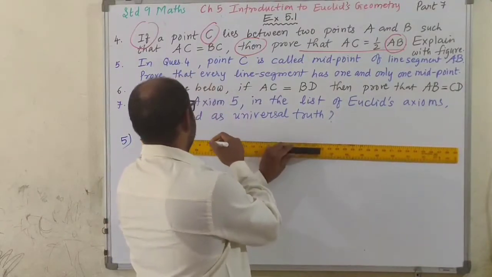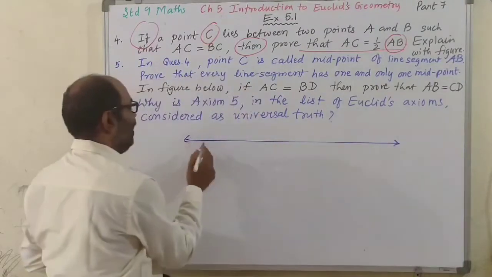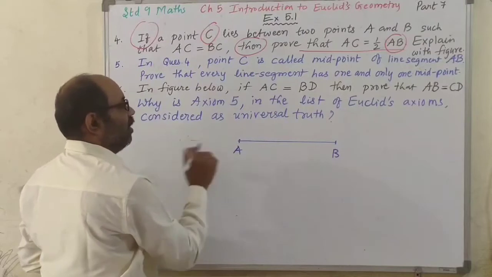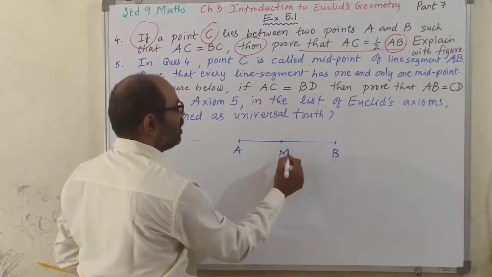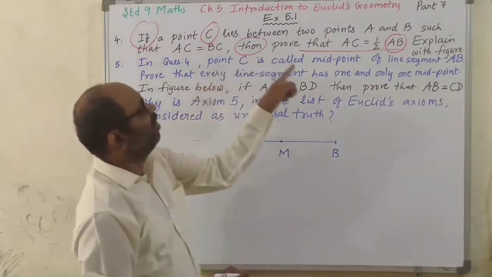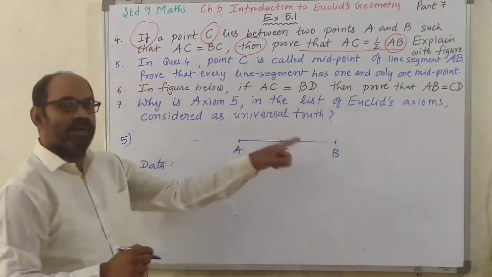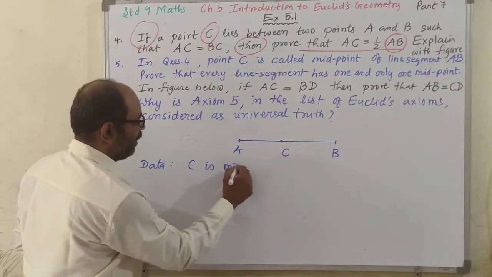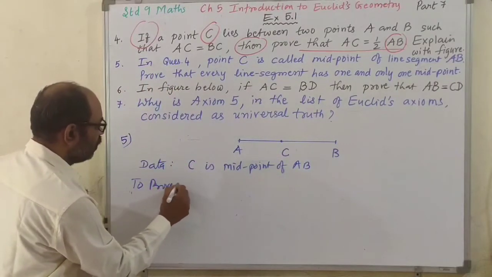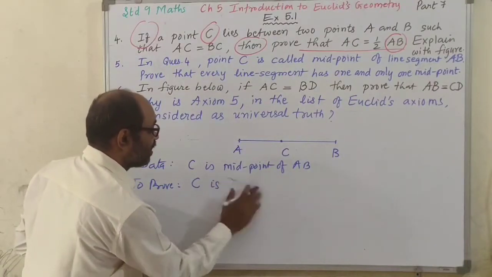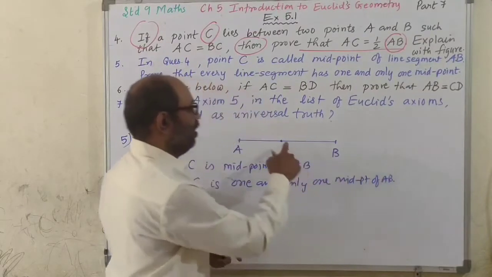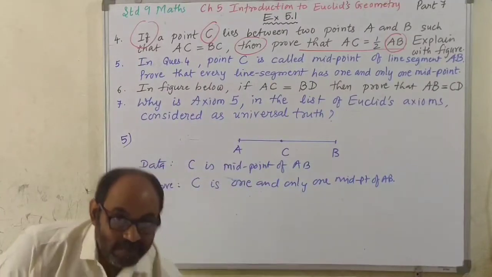It needs a little logical reasoning. Did I not tell you that a lot of logical reasoning will be needed? Alright, here A, here B. Let me remove this. So the line segment, exactly in the middle, let's say there is point N. What is given? Data: let me take AB, and take C here. C is the midpoint of AB. That is data. To prove: C is one and only one midpoint of AB. It cannot have any other midpoint. Proof.